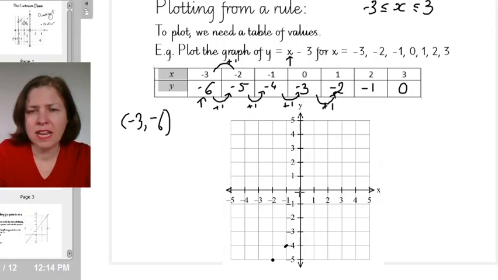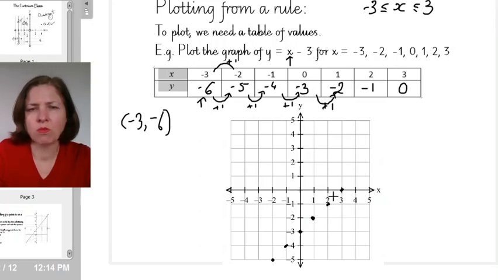0, -3, so I start at the origin and I stay there, but then I go down -3. So I don't move horizontally because my x value is 0, but I do move down because my y value is -3. 1, -2, so I start at the origin, I go to the right 1 and then down 2 because y is -2, and then 2, -1, and finally 3, 0.